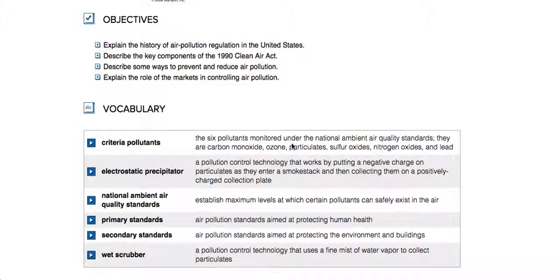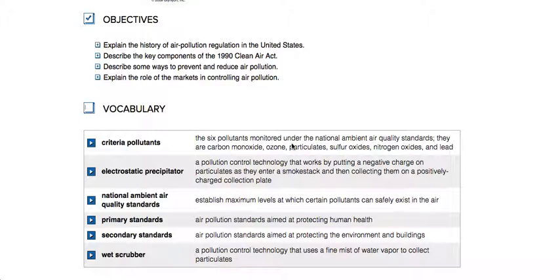But before we do that, I just wanted to go over a little bit of review information with regards to the information in your lesson and how that's going to help you relate to the project. So, obviously, understanding the objectives of the lesson as they relate to the project. Being able to explain the history of air pollution regulations is important. Describing the components of the Clean Air Act of 1990, describing ways to prevent and reduce air pollution, and explaining the role of the markets in controlling air pollution are all critical objectives that you need to understand from the lesson to be able to successfully complete the project.